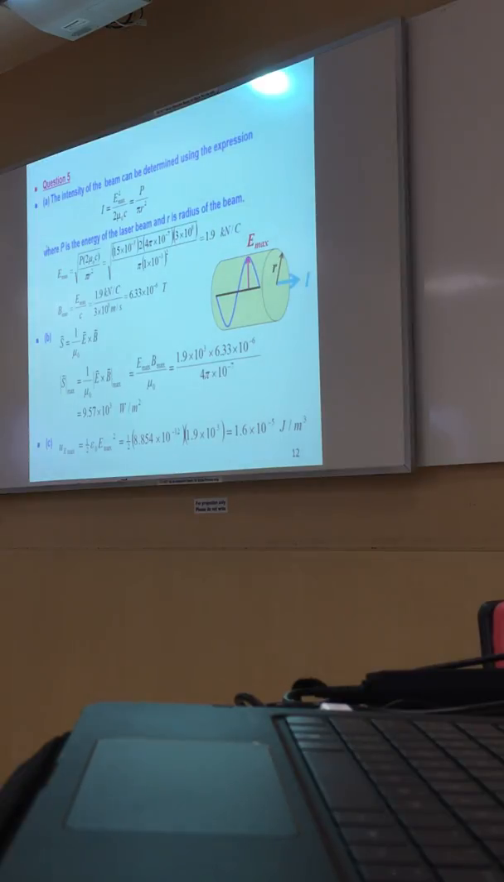And once you solve for E max, you can find B max. Because remember, electric field and magnetic field amplitude is related by a constant, where E over B equals c at any point, at any time. So if I know the maximum E, I also know the maximum B, because E over B equals c. So therefore, I solve E max and B max.